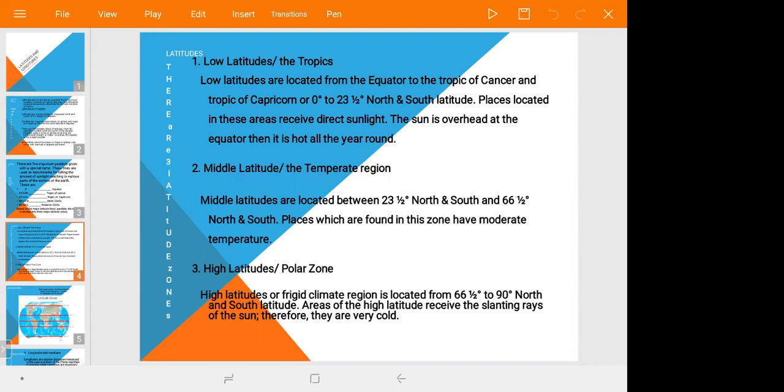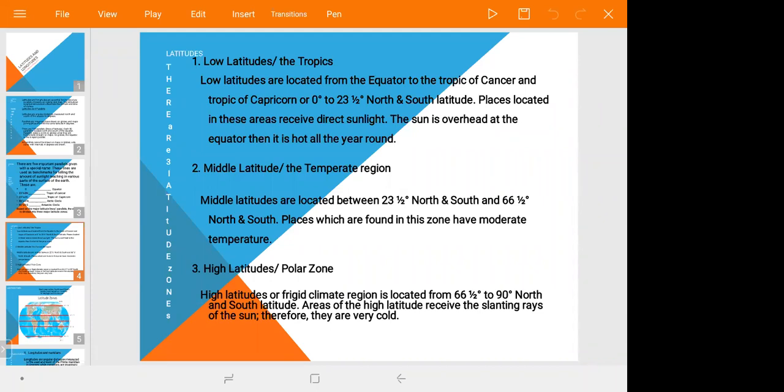23.5 degree north and south, don't forget, it's part of the low latitude. Therefore, in between 23.5 degree north and south and 66.5 degree north and south, it is a middle latitude zone. So places which are located in the middle latitude zone have a moderate climate type. They are not too hot or too cold, which is very conducive for human life.